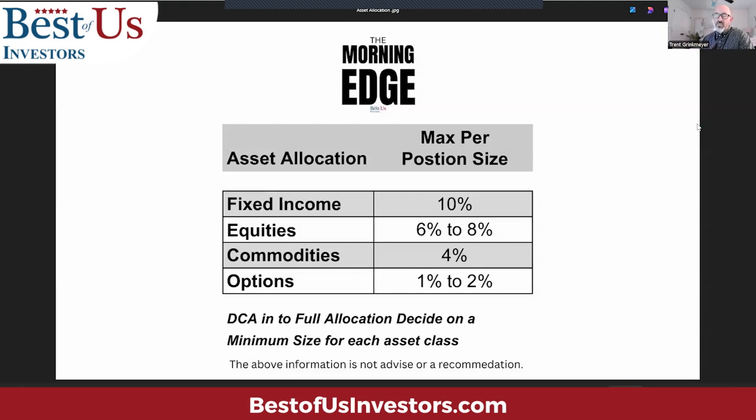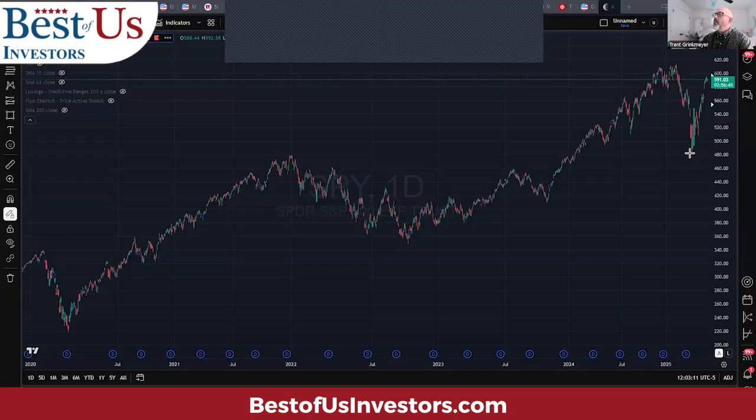The key to all this is that you don't blow yourself up, that you don't take an account that you worked hard for, you save the money, and you allocate to one position and you blow yourself up. That is what we're trying to avoid when it comes to asset allocation. Now, let's get into trends and how to use trend lines to determine how much risk you put on and how much risk you put off.